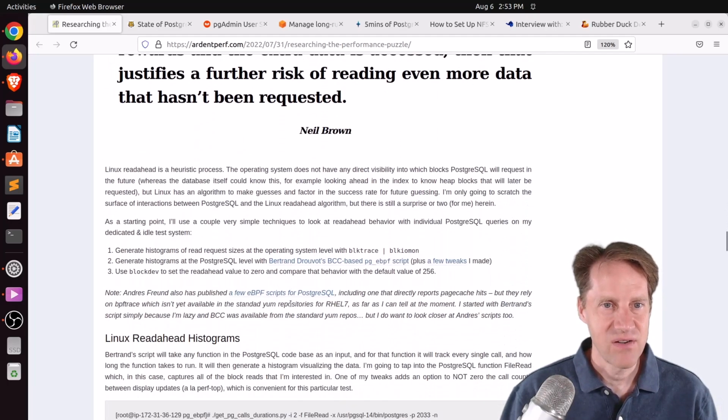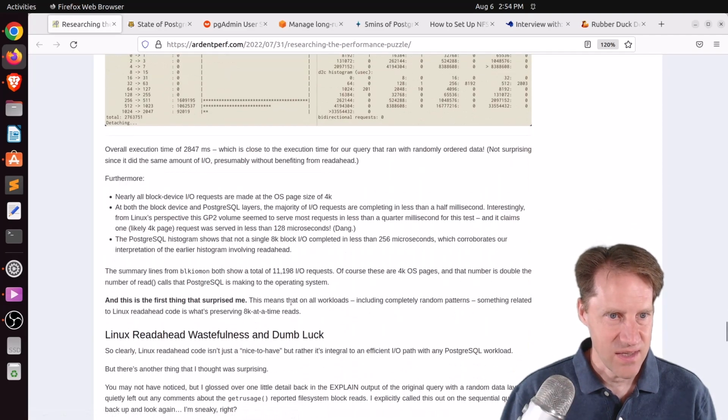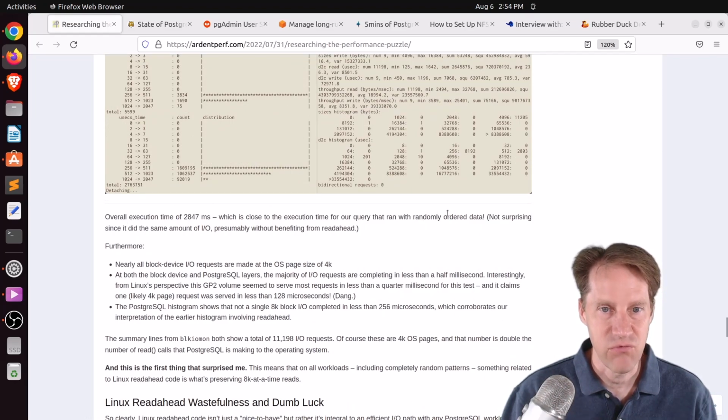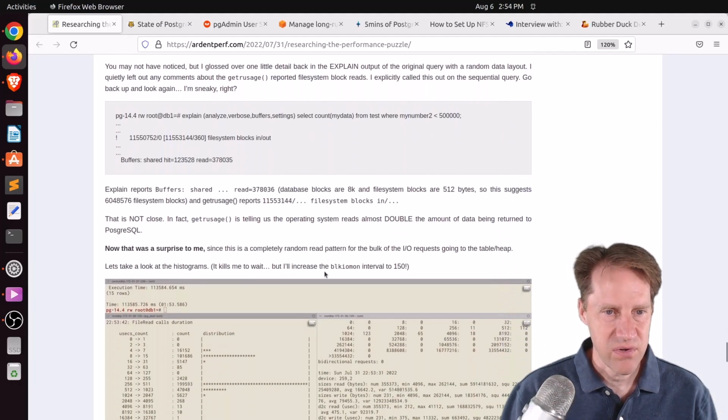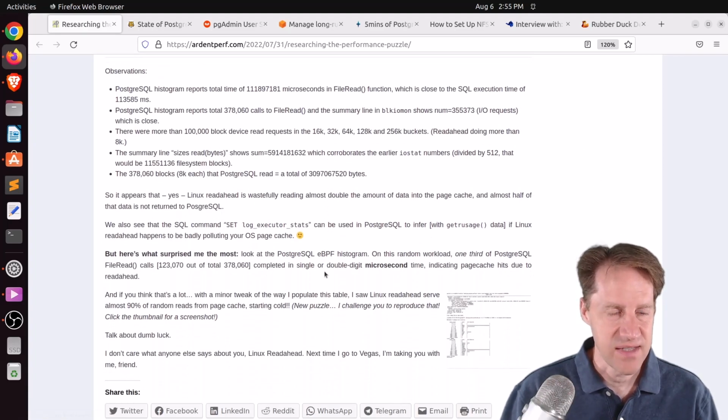And then he compares, okay, what happens if we turn off read-ahead to see what that looks like? And really, the overall execution time is close to the execution time of the randomly ordered data. So basically, the sequential data helps, but it looks like the Linux read-ahead is providing a ton of benefit as well. So this was a super comprehensive performance investigation. And if you're interested in this kind of stuff, I definitely encourage you to check out this blog post.